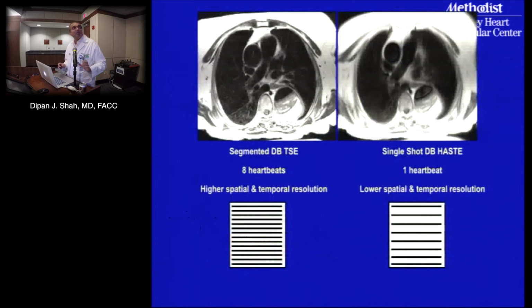And I'll show you an example of that. On the right-hand side is an image that, if you compare it to the image on the left-hand side, you'll notice the details are not as sharp. This is a slightly lower resolution image than the one on the left. But the left-hand side image required more lines of data, so it took several heartbeats to acquire, whereas the right-hand side image was acquired within one single heartbeat. So it's a little bit lower quality, but it doesn't suffer from artifacts if a patient can't hold their breath or is having arrhythmias.